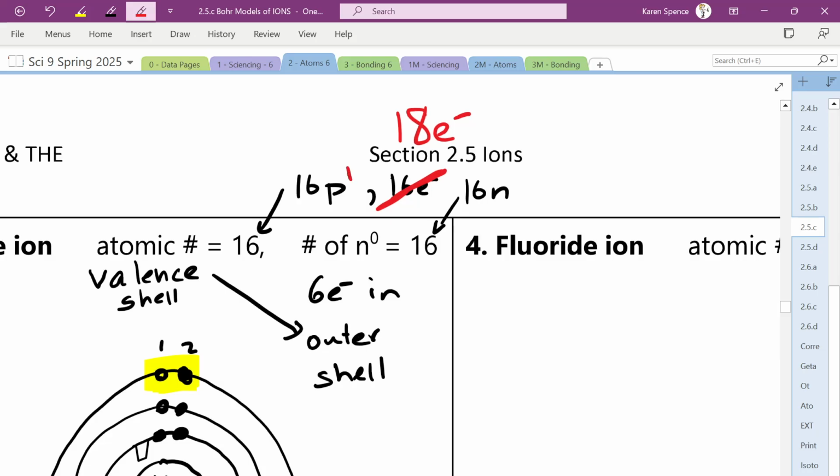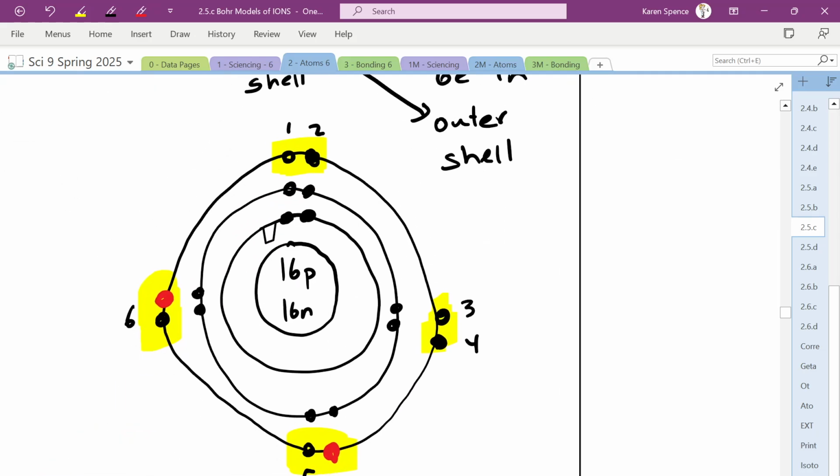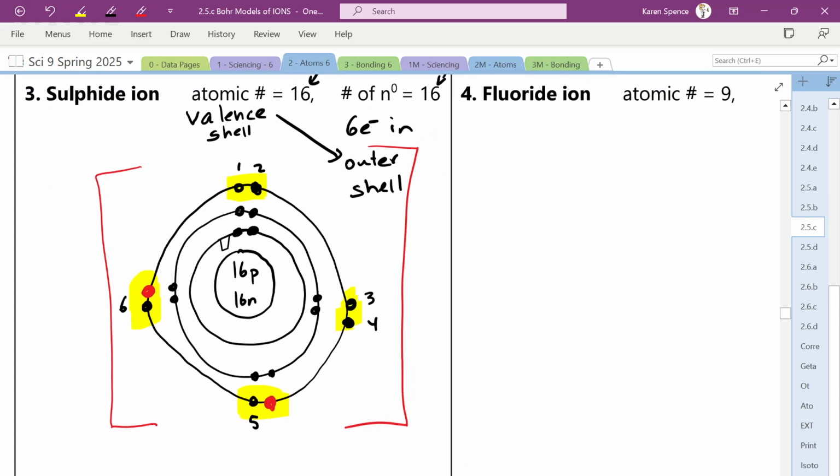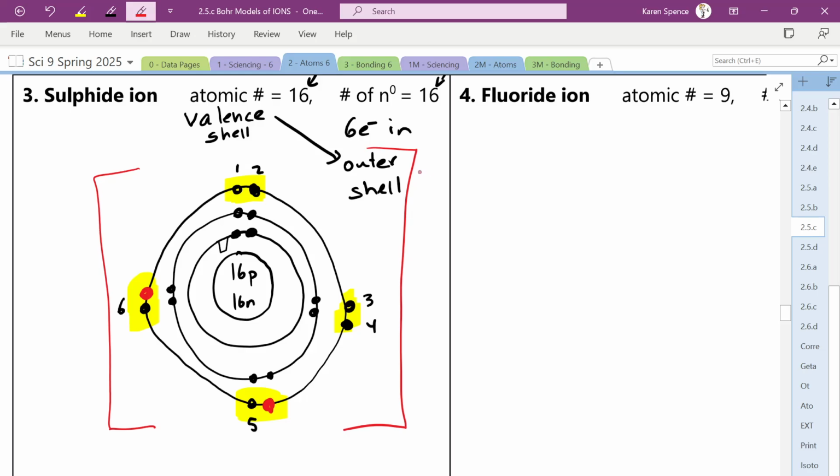I have 16 protons, 18 electrons. Do I have more positive charge or more negative charge? I have more negative charge, 2 more negative. So this is going to be 2 negative. And I put my brackets around it. And on the outside of the brackets, I put the 2 negative right up near the top. Right in that top corner there.